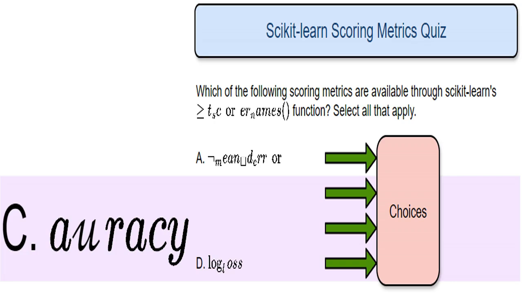This is a common metric for classification problems. It calculates the percentage of correctly classified instances. It's simply the number of correct predictions divided by the total number of predictions.